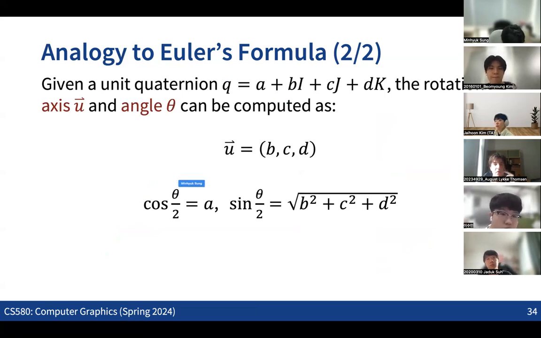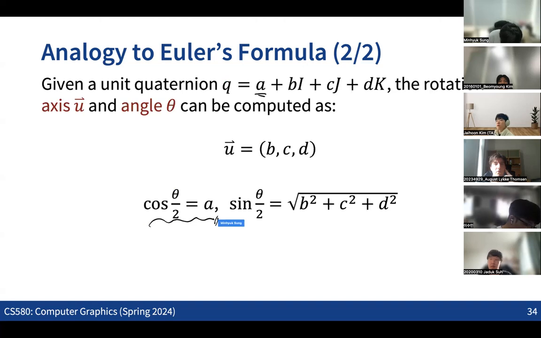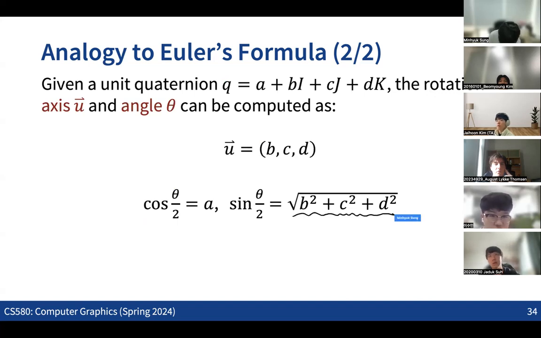So when the rotation is by the angle theta along the axis, the vector u, what we can see is that the real number part becomes the cosine of half of theta. So this is the difference. We are not just having cosine theta as the real part, but the cosine of half of theta is the real part. And also the norm of the coefficients of the imaginary parts becomes the sine of half of theta.